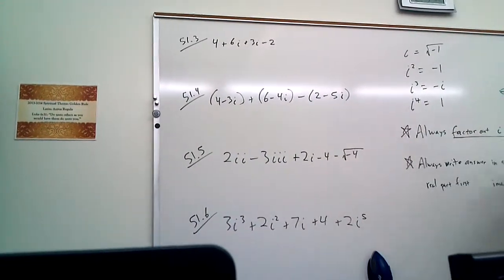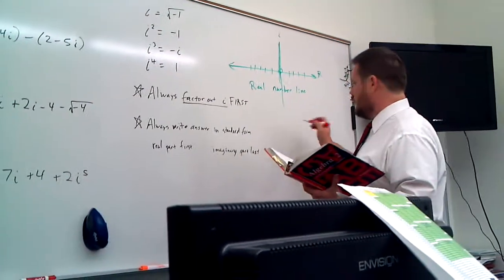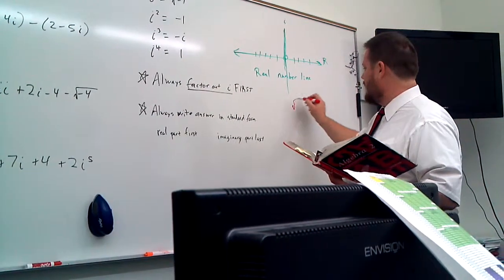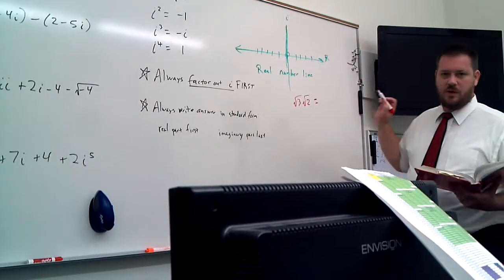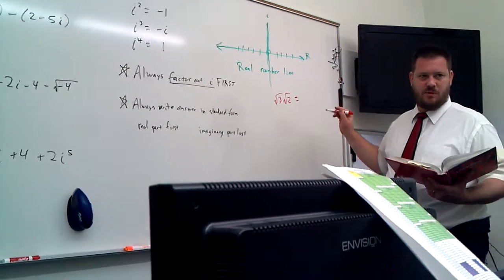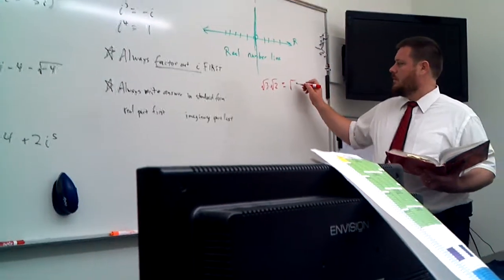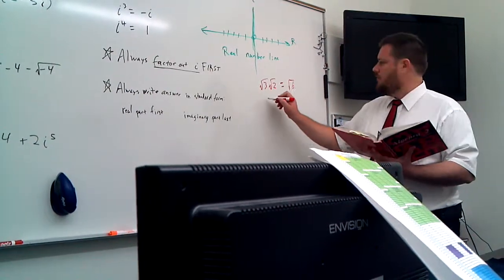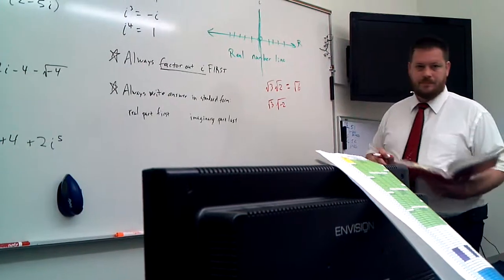All right, this is page 223, 51.1. Okay. If we have the square root of 3 times the square root of 2, how can we rewrite that? Or what can we do with that? We can say it's the square root of 7.